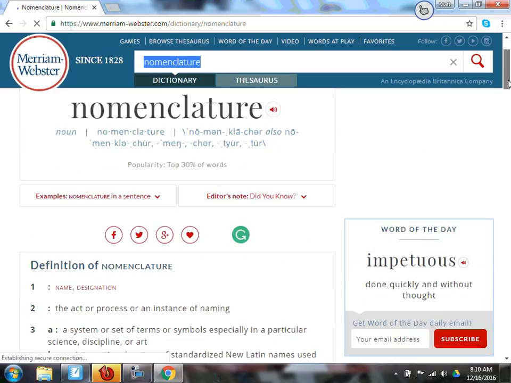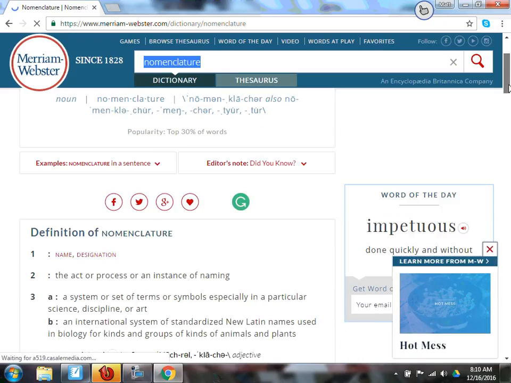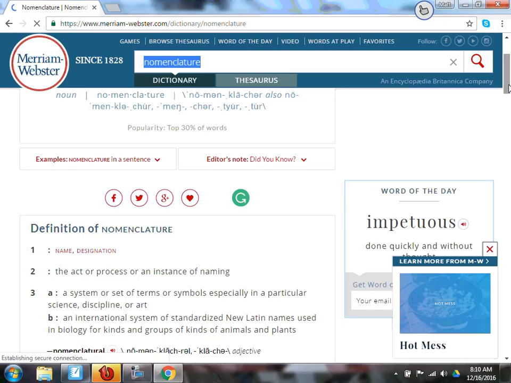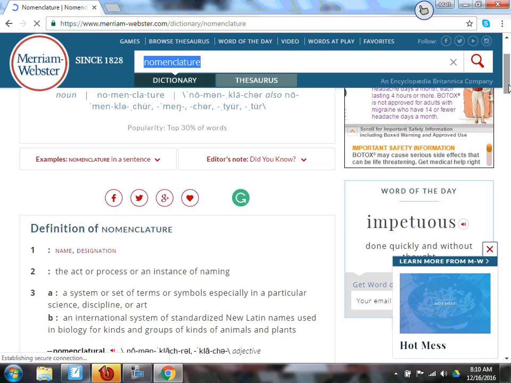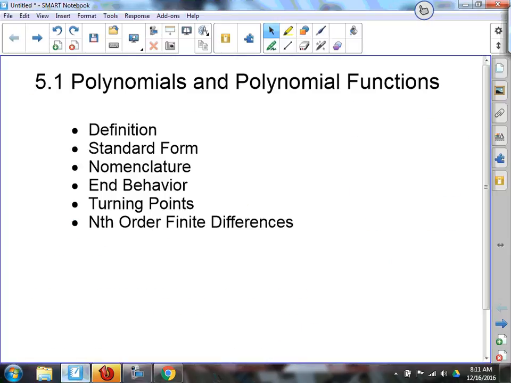Nomenclature: name, designation. A system or set of terms or symbols, especially in a particular science or discipline or art. An international system of standardized new Latin names in biology for kinds and groups of plants and animals. So all I'm telling you is we're going to be naming polynomials. They have special names, like James Earl Jones.